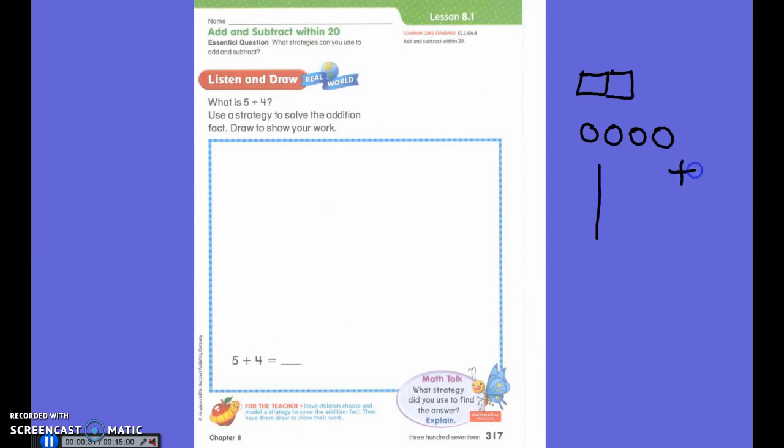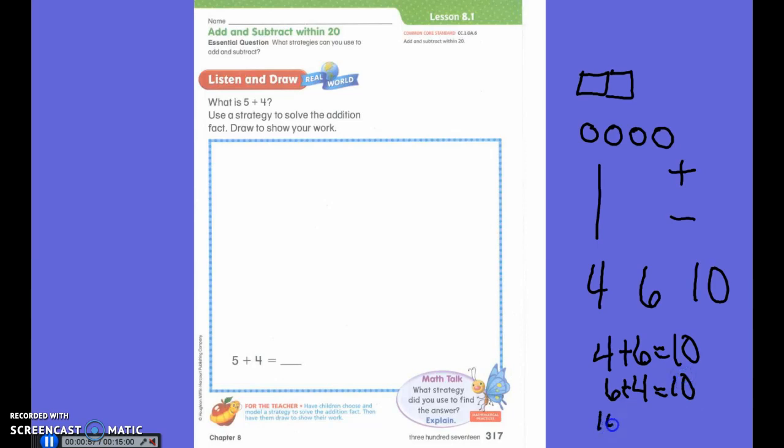Am I adding more? Is it subtraction? Am I taking away? Am I trying to find the difference? Or I could use related facts. If I know that 4 and 6 make 10, then I should know that 4 plus 6 equals 10, 6 plus 4 equals 10. 10 minus 4 equals what? Or 10 minus 6 equals what?